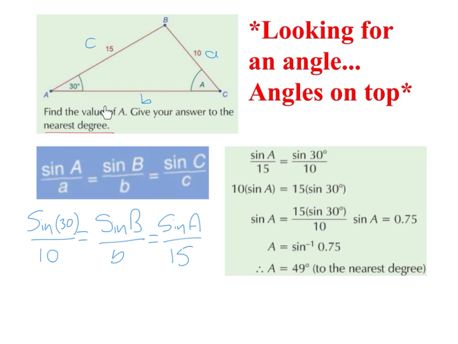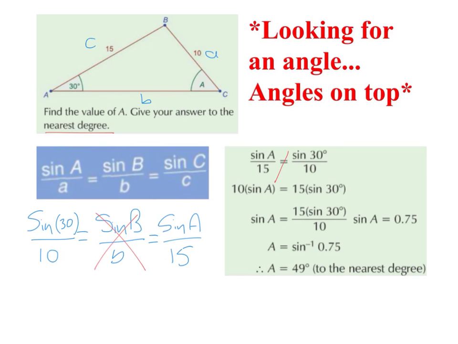Okay, so we're looking for the value of A, so we're looking for sine of A. So this is like sine of X really. So we have sine of 30 divided by 10, so we're definitely going to use this ratio. We have sine of angle B, which we do not know, divided by side B, which we do not know, so we're not going to use this fraction. So we're going to have sine of 30 over 10 is equal to sine of A over 15, or else sine of A over 15 is equal to sine of 30 over 10. Doesn't matter which way we put it.